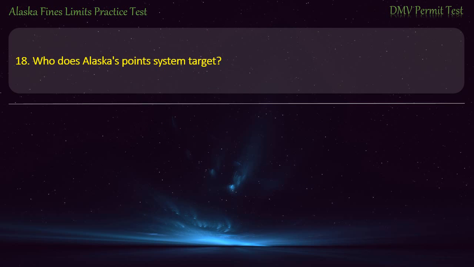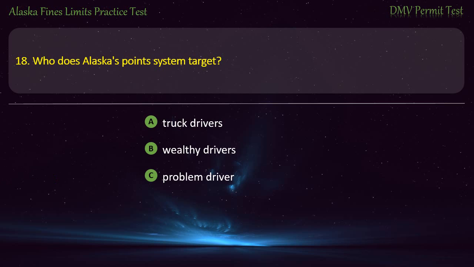Question 18. Who does Alaska's points system target? Drunk drivers. Wealthy drivers. Problem driver. Young drivers. Answer: Problem driver.